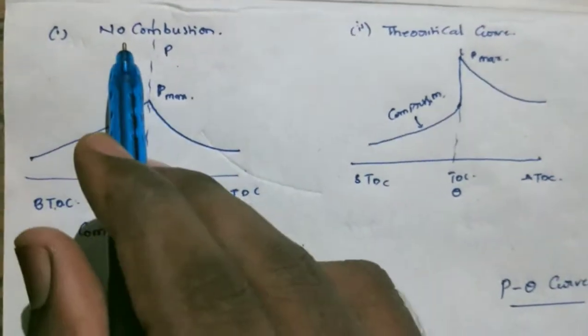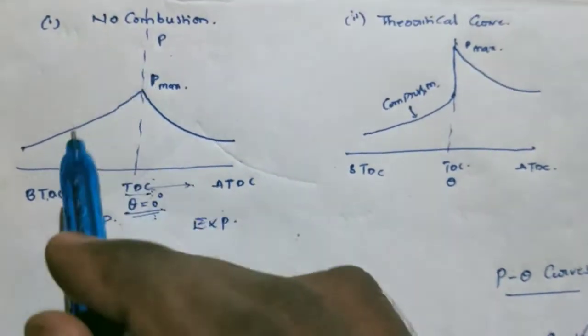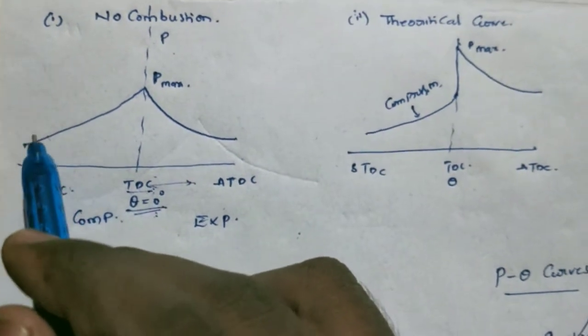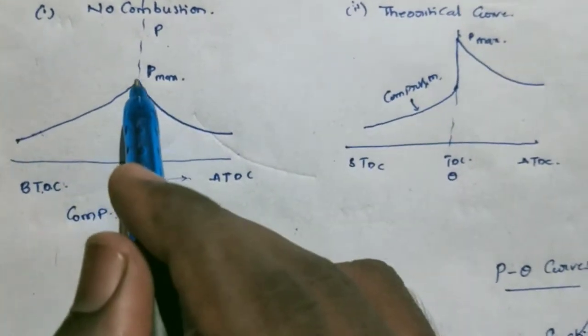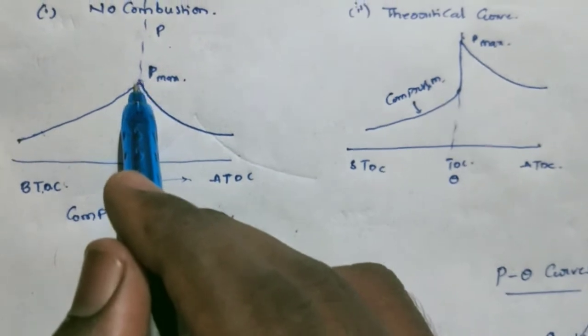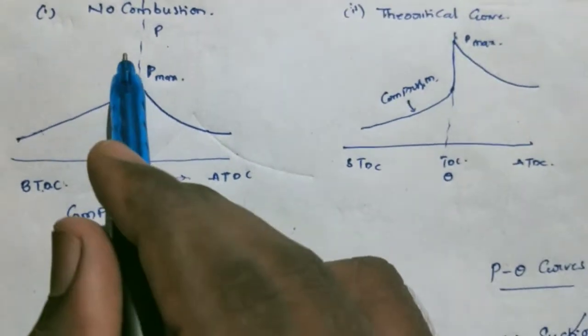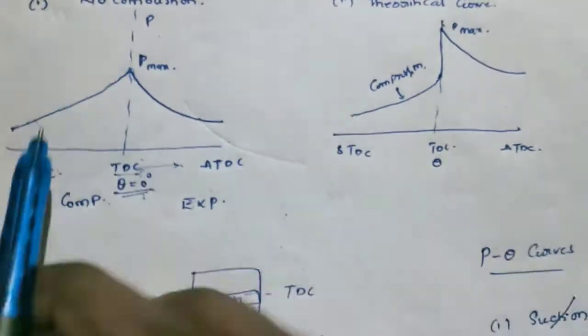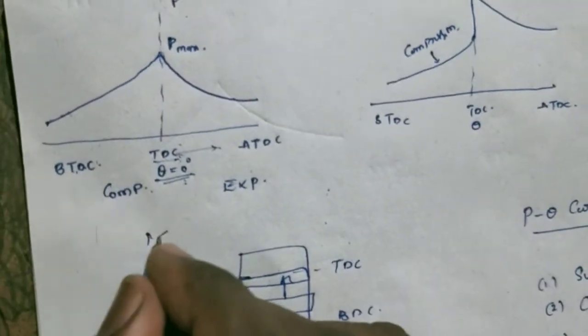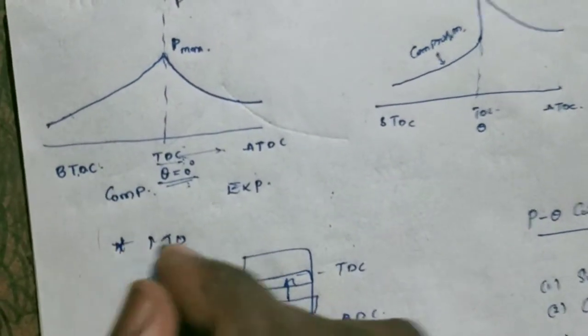For the first case, we are discussing without combustion how the process takes place. Compression takes place and reaches the high pressure, the peak pressure, then expansion takes place. This type of P theta curve is called the motoring curve. Most important, motoring curve.